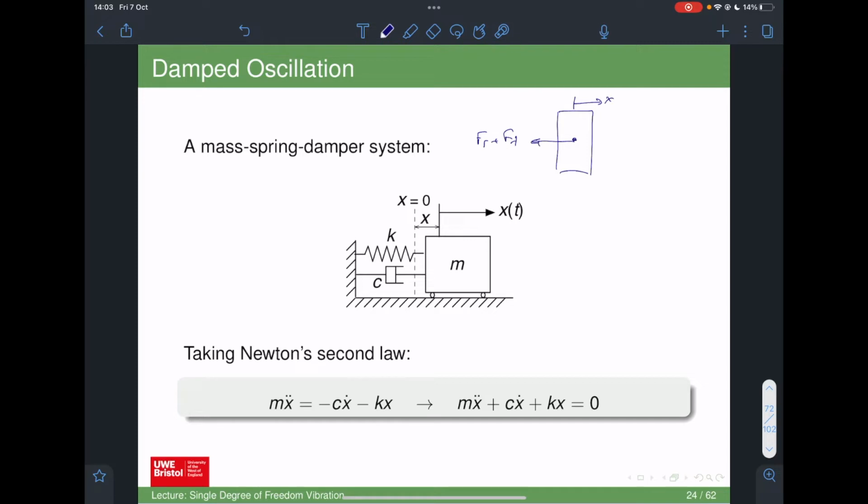So we end up with m x double dot equaling the sum of the forces, which is Fs, going to be k times x, and Fd, which is going to be c times x dot in this case. Because the damper is between the mass and the ground, obviously the only velocity there is x dot, because the ground doesn't move. And so you stick them in, the minus signs there, you put all the x terms on one side, and this is your second order differential equation.